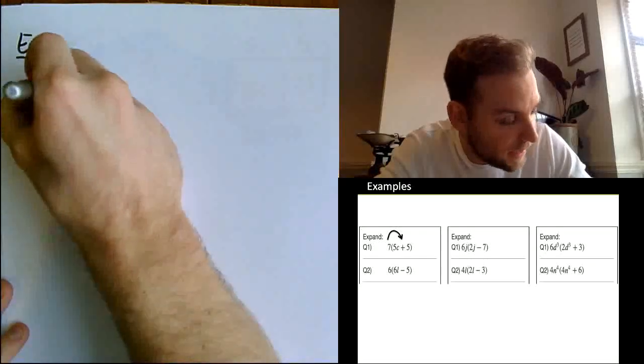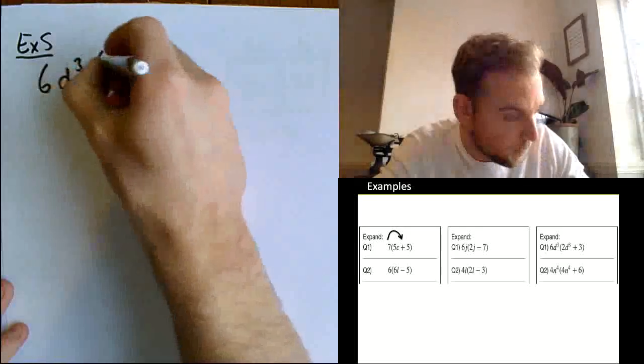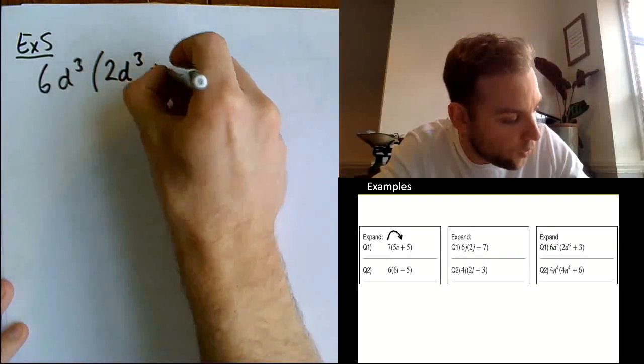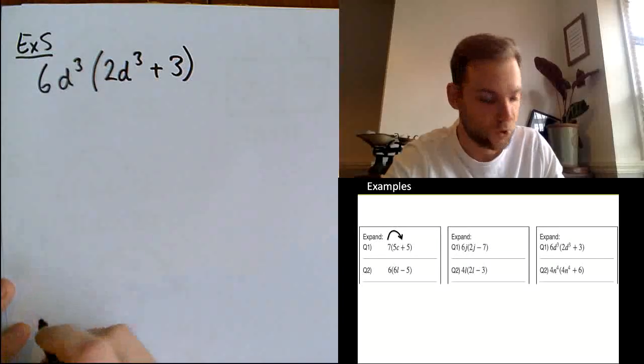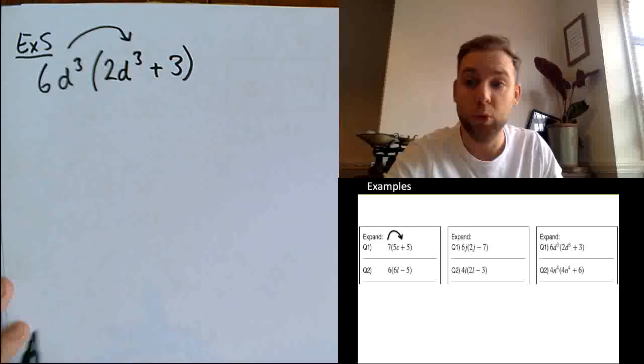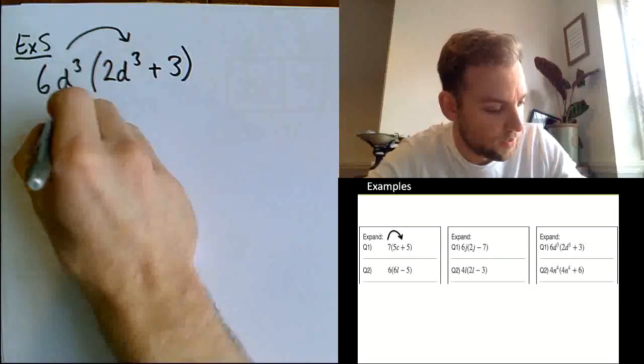So I've got 6d cubed now times by 2d cubed plus 3. So let's have a think now. 6d cubed times by 2d cubed. Well, we can do the 6 times 2 first of all, which is the 12.